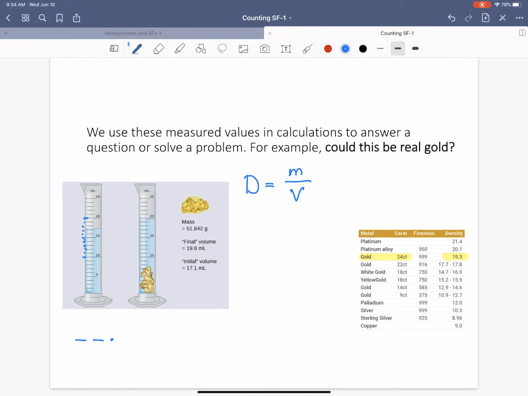And then the estimated digit will be us reading between the lines. So it looks to me like this is 15, 16, 17, and a little bit more. I'm going to say 17.1. And a graduated cylinder reads in milliliters. This would be my initial volume.